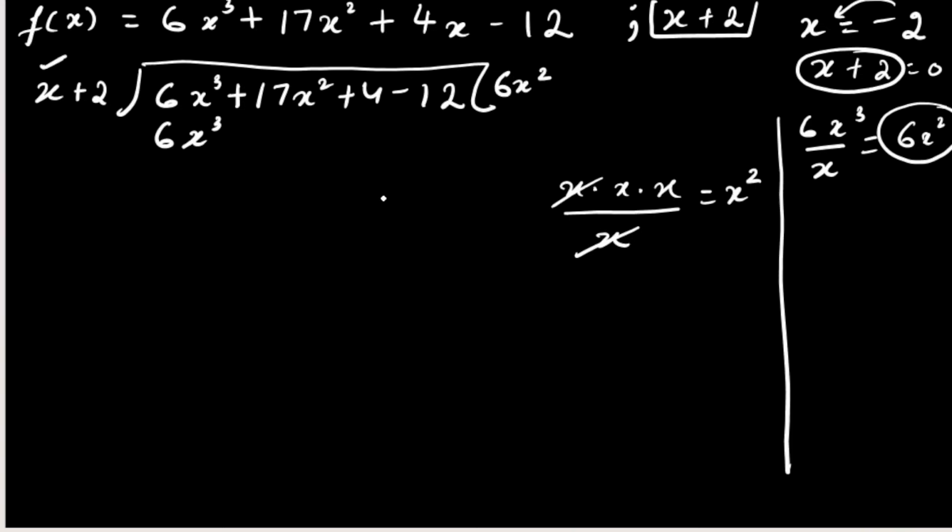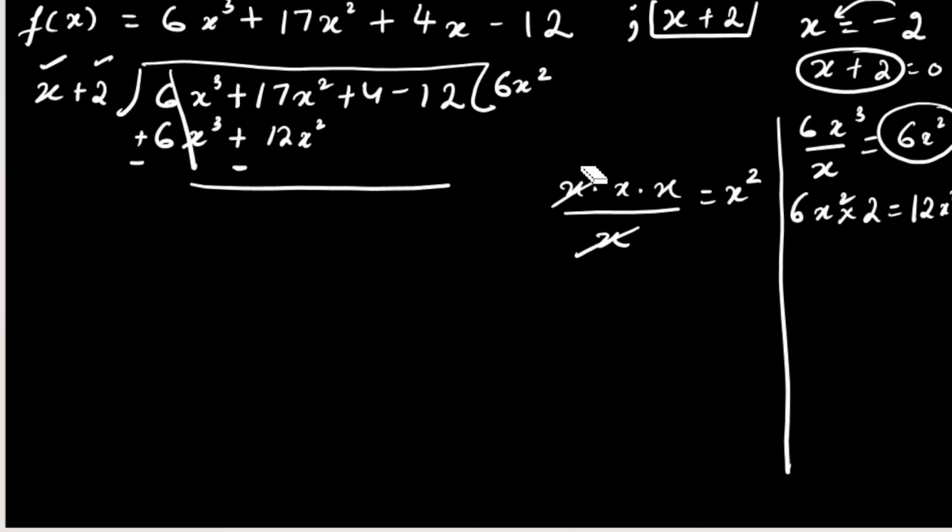6x square. Now with this 6x square you have to multiply the second term, which is 2. So this will become 12x square. 6 into 2 is 12x square as it is. This you have to write under the like term. So plus 12x square, here I am writing. Now you have to change the sign. This is positive, it will become negative. This will also become negative. So plus 6x and minus 6x will get cancelled.